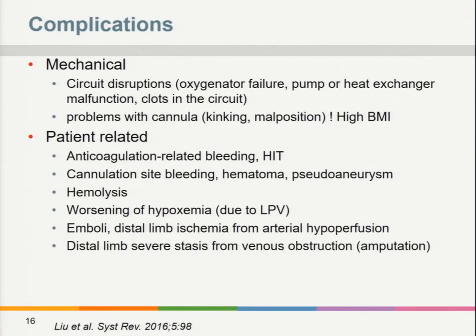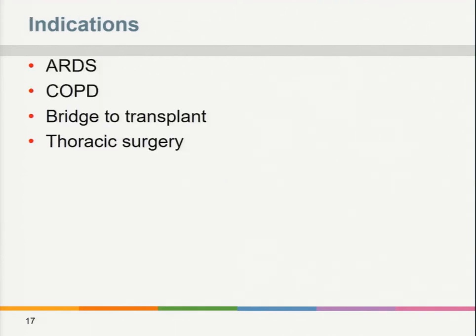Unfortunately, there are some complications with both systems: mechanical ones, like circuit disruptions and problems with the cannula, but also a lot of patient-related complications, bleeding due to the anticoagulation, or thrombosis and emboli. What about the indications? At first it was designed to facilitate lung protective ventilation in ARDS patients, but now the indications are extending to COPD patients, as a bridge to transplant, and to facilitate thoracic surgery.